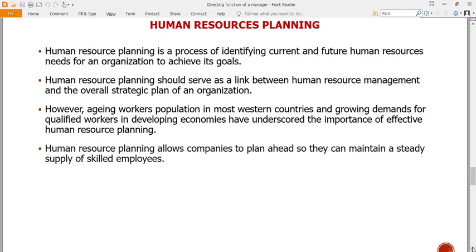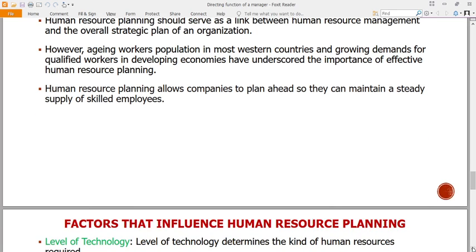I think I can use an example of our government, where we have the old age people that don't want to leave, yet people demand for the young generation. So therefore, human resource planning allows companies to plan ahead so they can maintain a steady supply of skilled employees that are going to deliver what is required on the market.